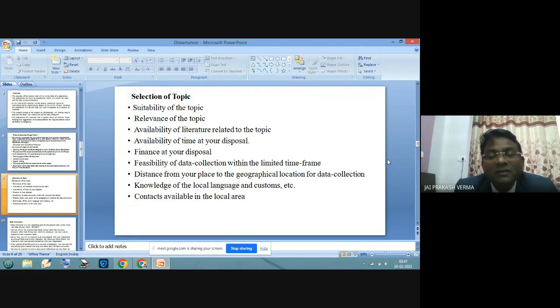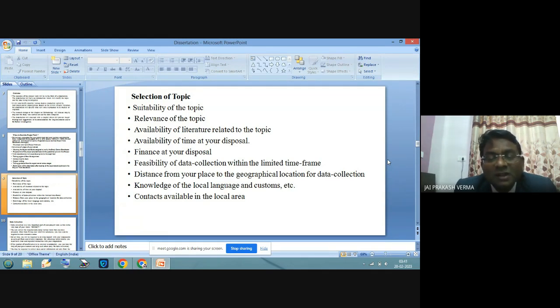Distance from your place to the geographical location for data collection. If you are working, you are doing a job, you must choose an area which is near to your home, not near to your office, so you can easily go for data collection. So distance from your place to the geographical location for data collection is also very important.